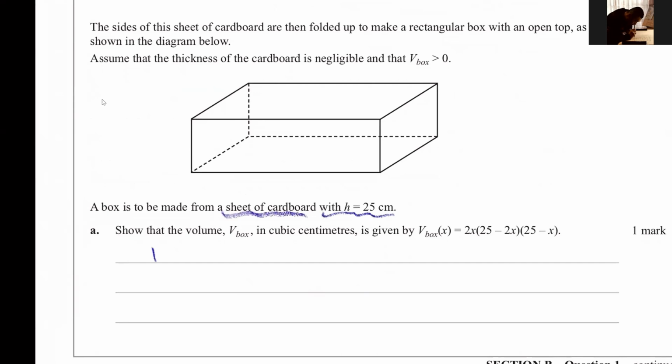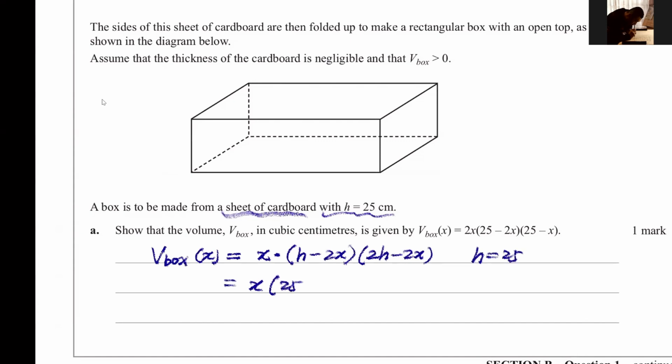So the volume, V box of x, equals x times h minus 2x times 2h minus 2x first. Then your h is 25. So you have x times 25 minus 2x times 50 minus 2x. You can just take out the common factor. So you have 2x here, 25 minus 2x, and 25 minus x. And that is the show that question.